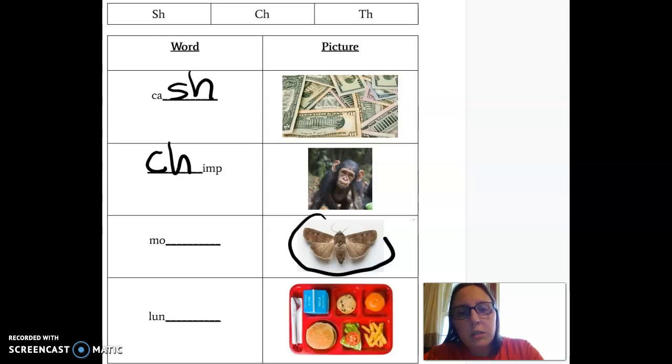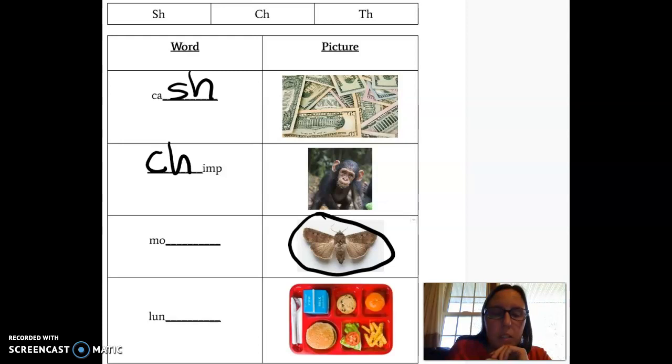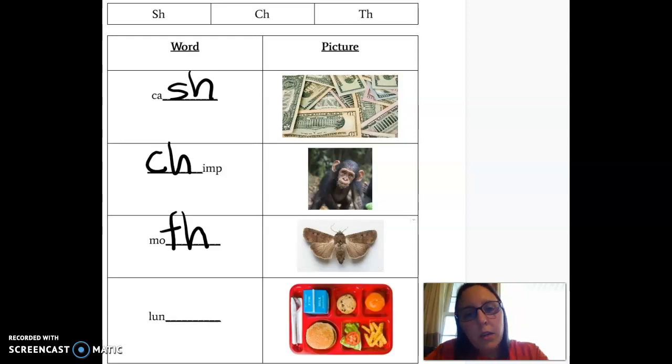Okay, let's keep moving right along. This next picture is not a butterfly. This is a moth. Moth. What goes at the end of this word? SH, CH, or TH? Moth. If you said TH, yeah, absolutely. Remember that TH sound says. Okay. Moving right along, let's do the last one that's on this page.